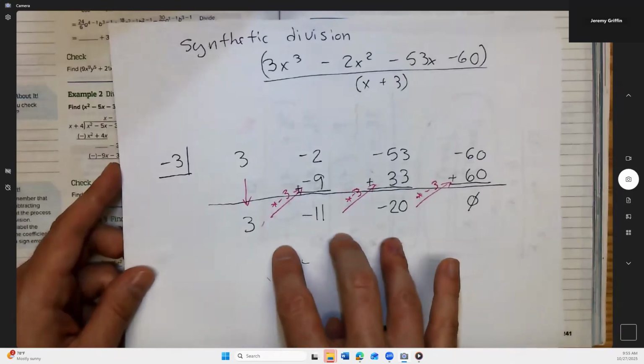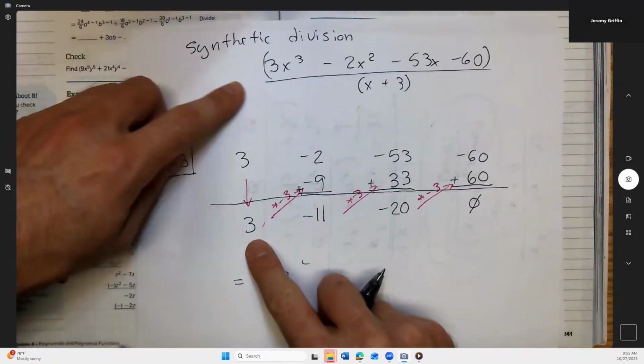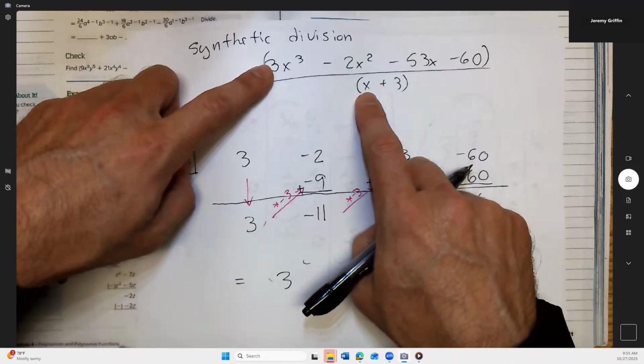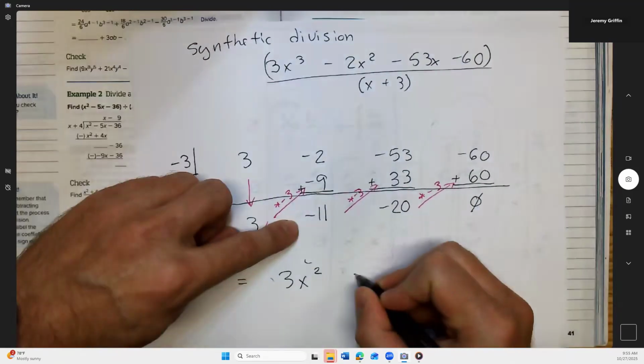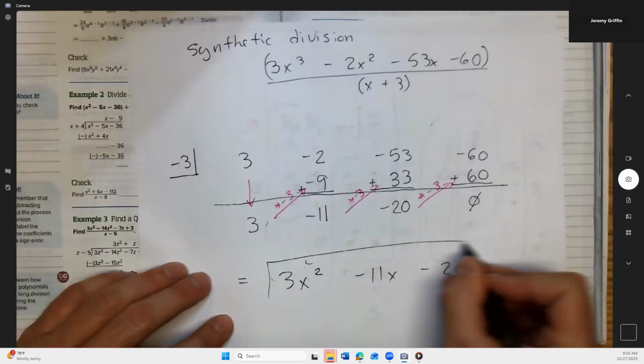Now, what do these coefficients apply to? I'm going to write down this 3. So it's like equals 3. Now, go back to the beginning. Guys, if you have x to the 3 divided by x, what does that leave you with? X to the power of what? 2. So it's 3x squared. This is minus 11x, and then minus 20. Okay. And this is exactly the answer.